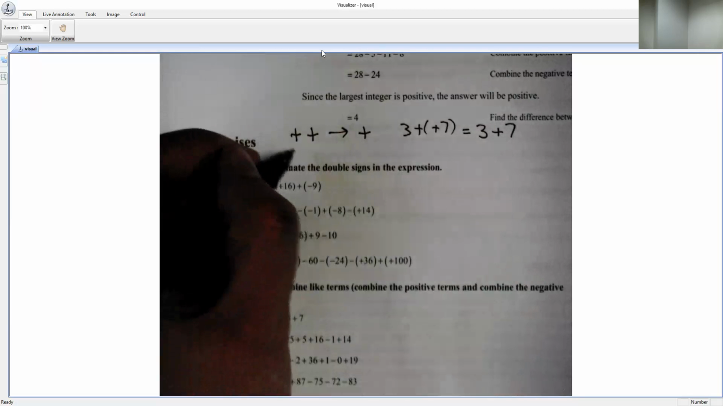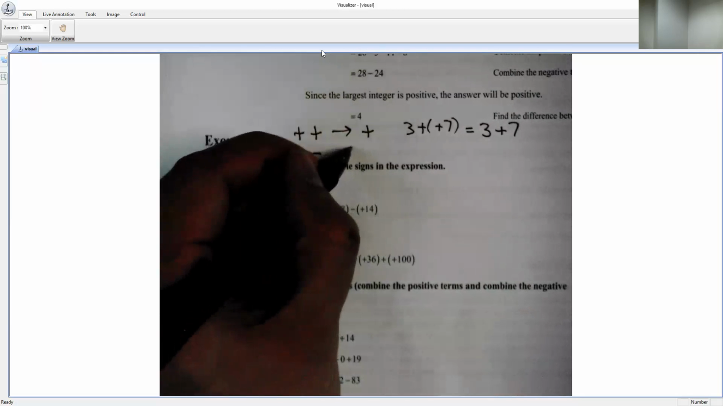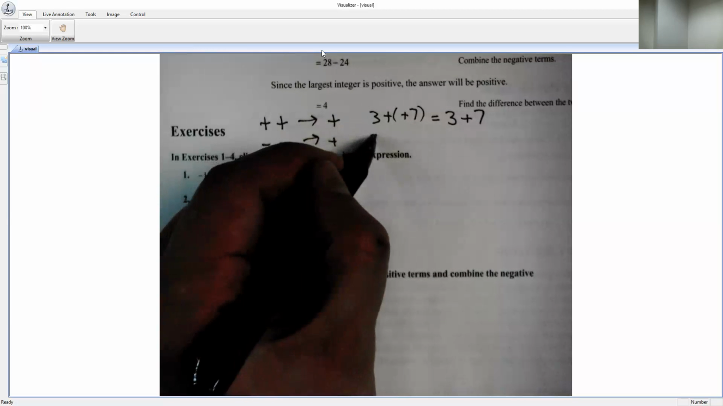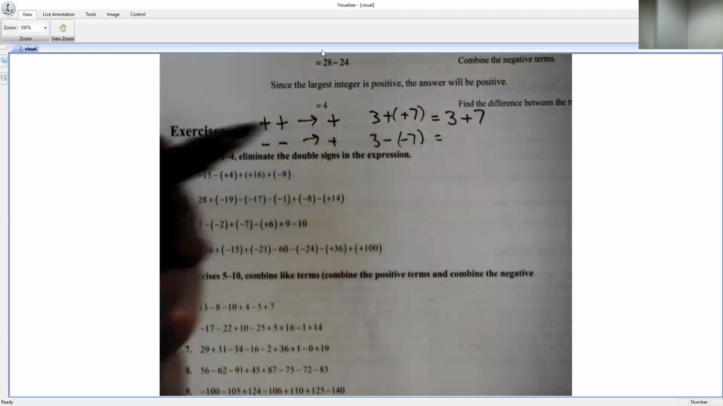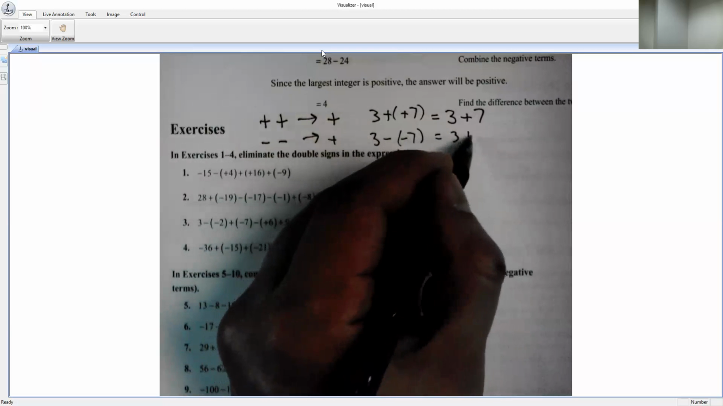If we had two negatives, if we're subtracting a negative number, that ends up being the same as addition. So in the case that I have something like 3 minus -7, I could rewrite that double negative as a positive. I could rewrite this as 3 plus 7.